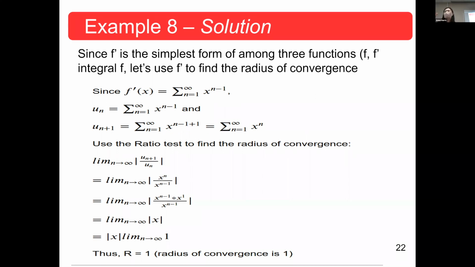So what do I know? We know the radius is what? 1. But do we know that -1 and +1 are included? No, that's called the endpoint test. Okay, that's the one that you asked me a question about. So let's go and do it.